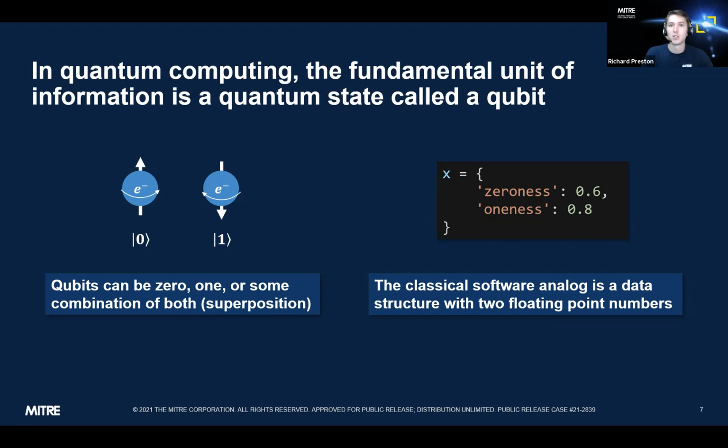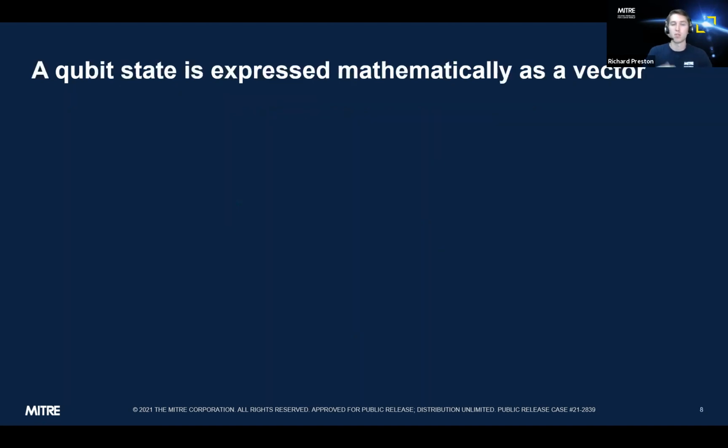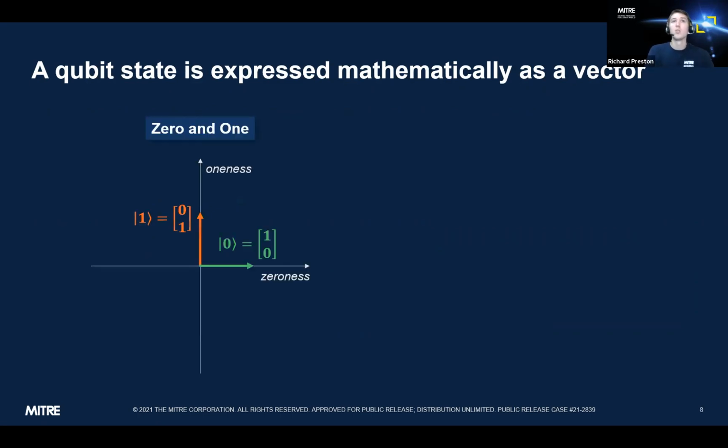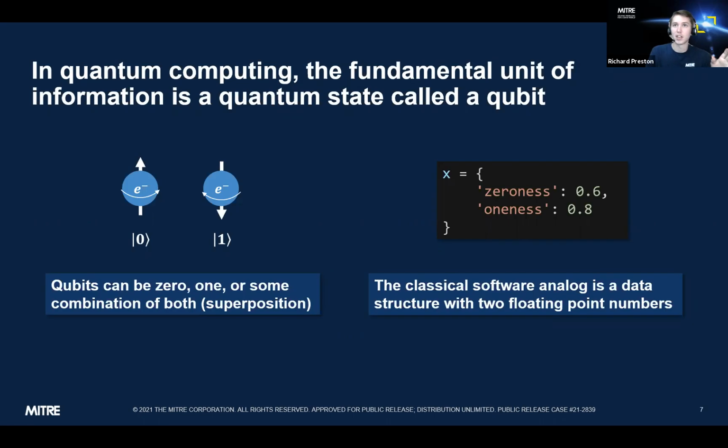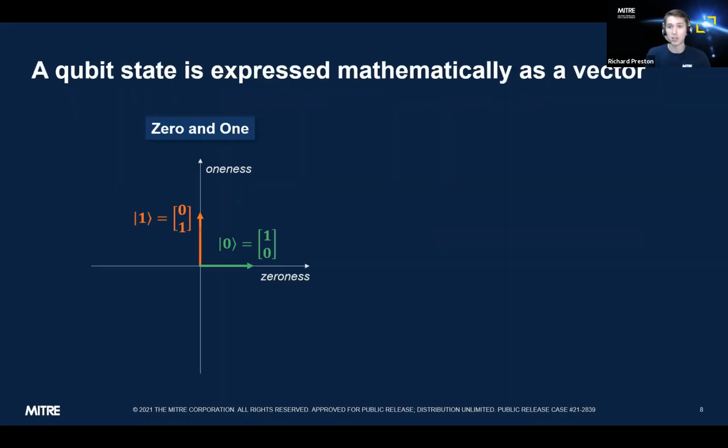Okay. So moving deeper into what a qubit is and how we express it. When we talk about qubits, they are expressed mathematically as a vector. If we go back to that previous slide for a second, I said that a qubit is like having some amount of zeroness and some amount of oneness. This is like an ordered pair. So if we plot that on a Cartesian plane, we have the zeroness on the X and oneness on the Y.